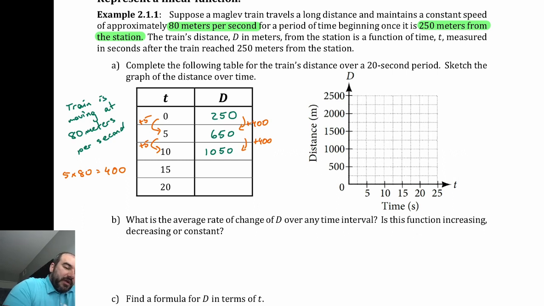And we're going to continue this because the table is written nicely. Every interval of time that we look at is 5 seconds, which means every distance interval is going to be 400 bigger than the previous. So 1450 and 1850.